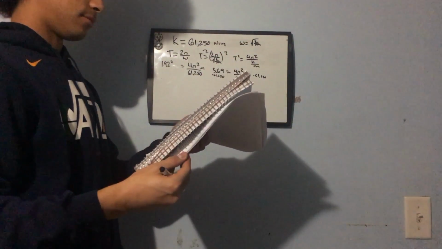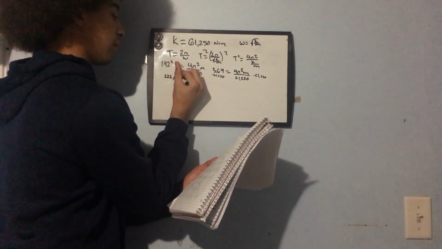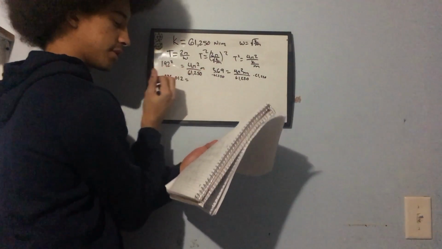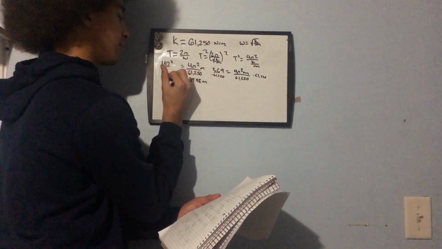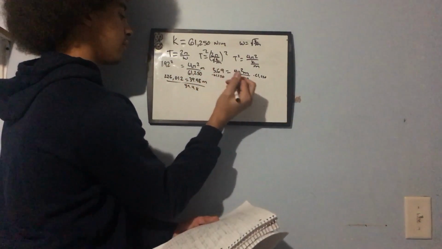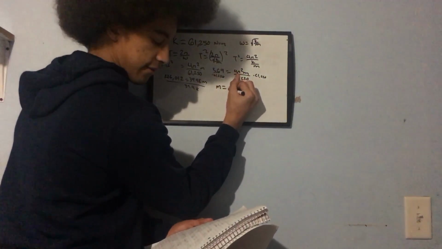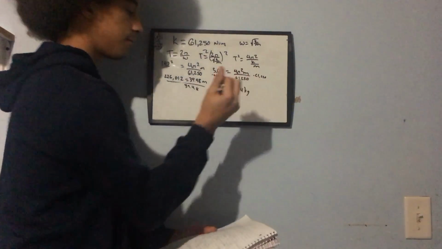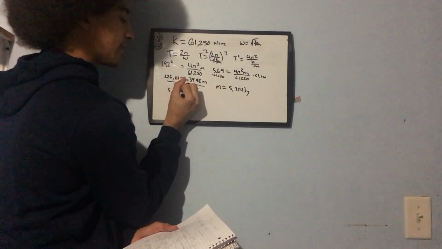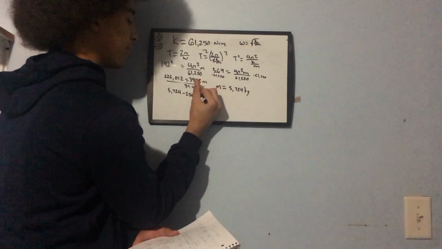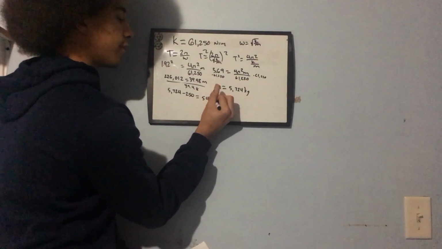And we get 226,012 equals 39.48 times mass. So we divide by 39.48, and we get mass. The mass of the car with the passengers is 5,724 kilograms. So then we just subtract the passengers' mass to get the mass of the empty car, which equals 5,474 kilograms.